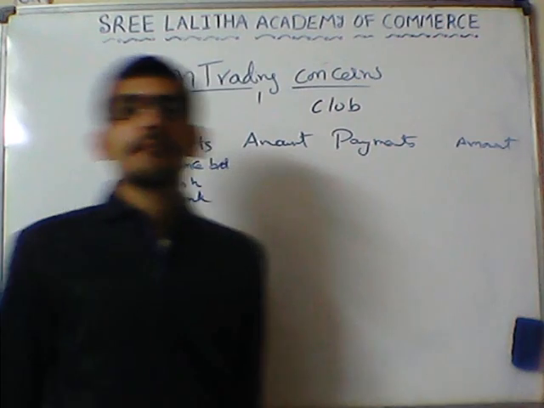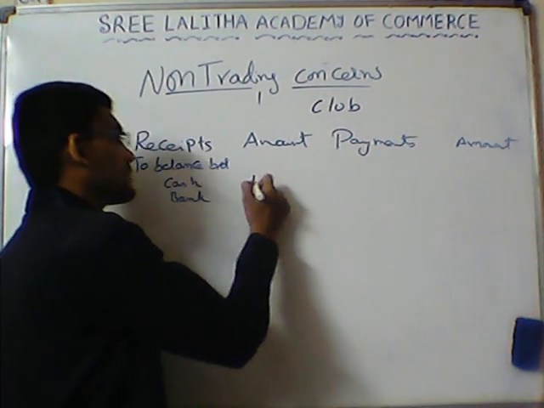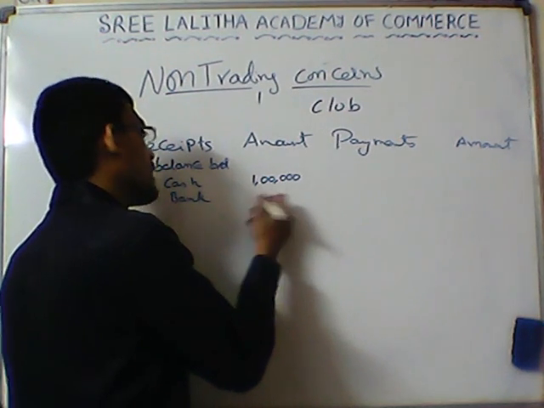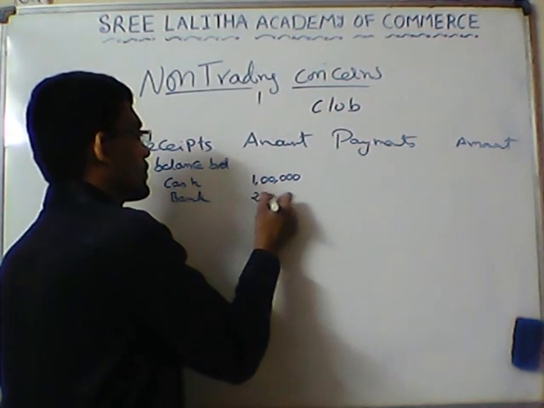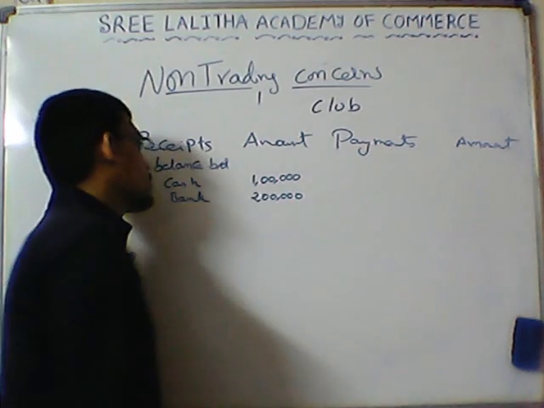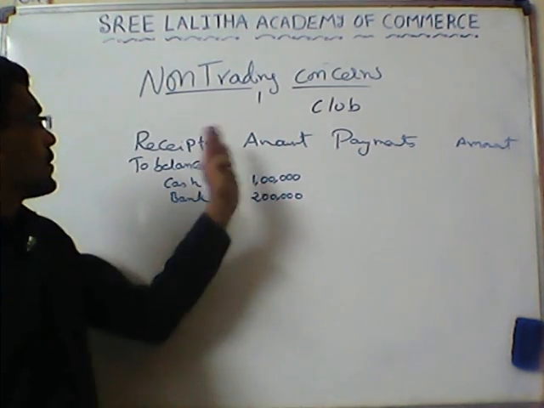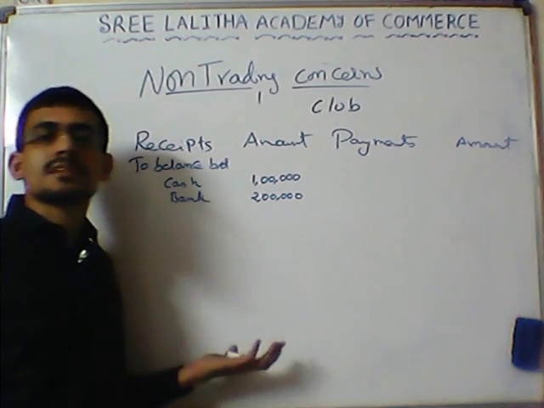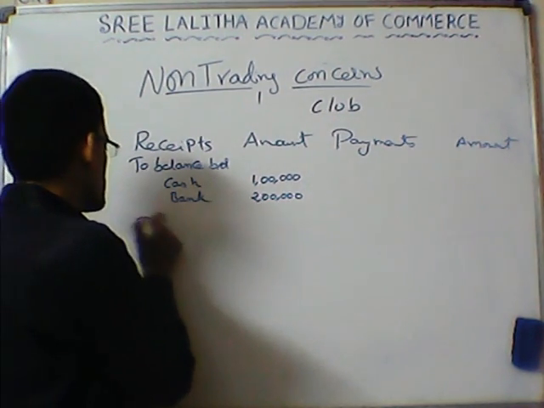Say the club is having a cash balance of 1 lakh. The club is having a bank balance of 2 lakhs. That's the opening. Now, we all know that debit is receipts. What sort of receipts can the club have? To subscriptions.